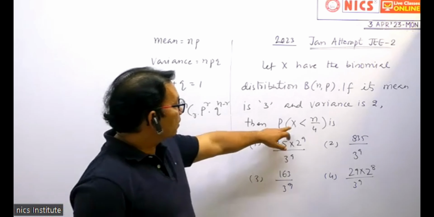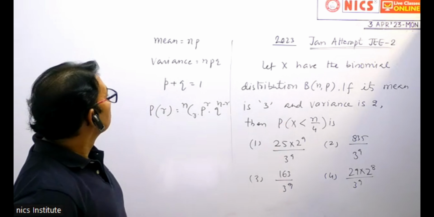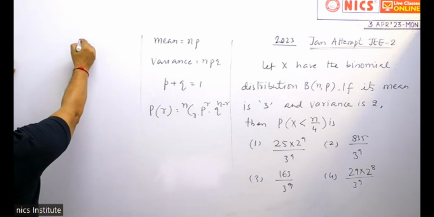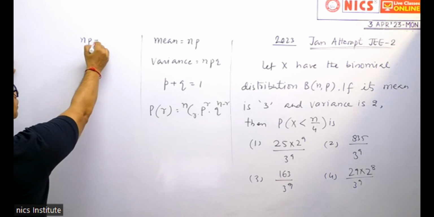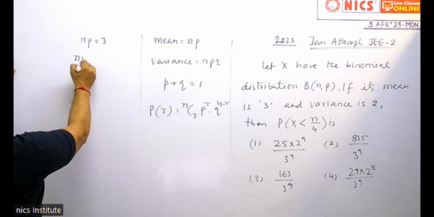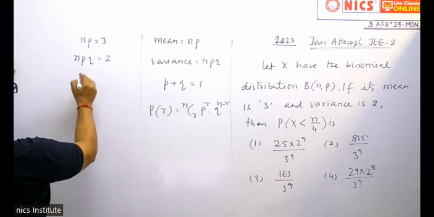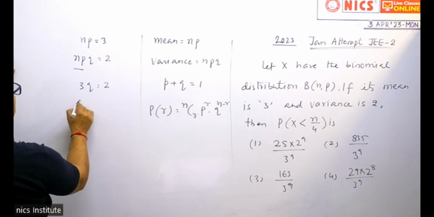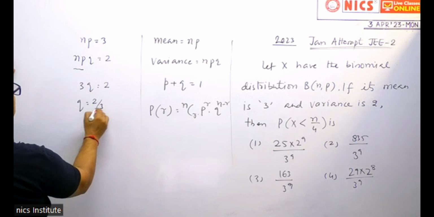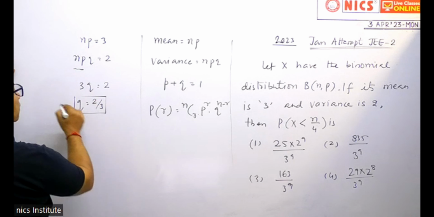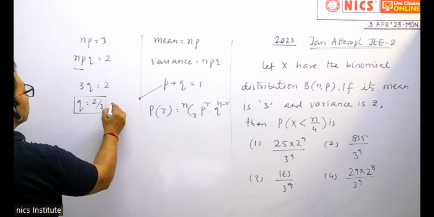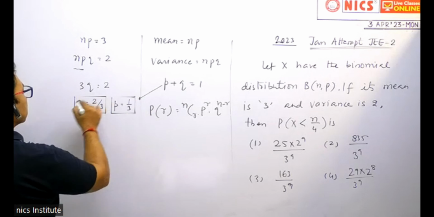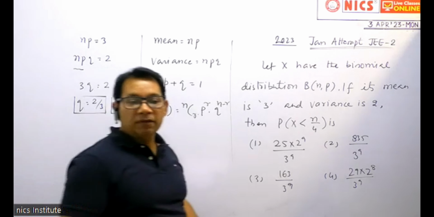X would be the same as R. So you have the mean given to you, it's 3. NPQ is variance. You can replace this, so 3Q is equal to 2. That gives you Q is equal to 2 by 3. Q is the probability of failure. Substitute in this, get P is equal to 1 by 3. Probability of success is 1 by 3.